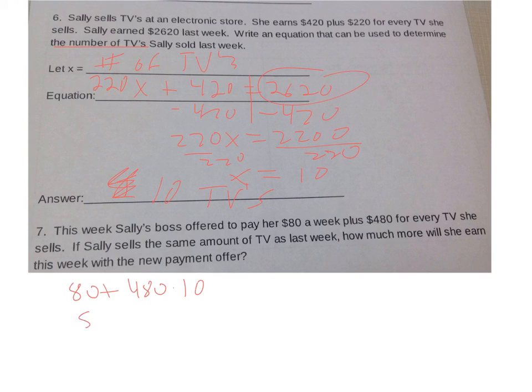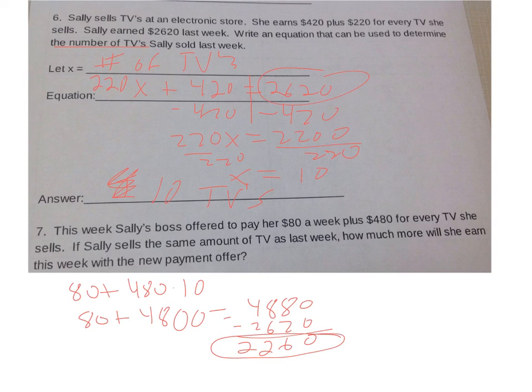So when we do that, that's $80 plus the $4,800 that she's getting for selling those TVs. She's getting $4,880 this week. Last week she had $2,620. So you just subtract those, and you end up getting yourself $2,260 more if you take the boss's new offer of paying you that way.